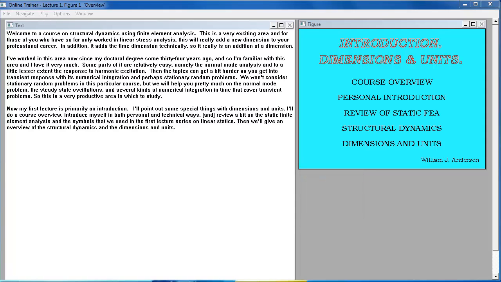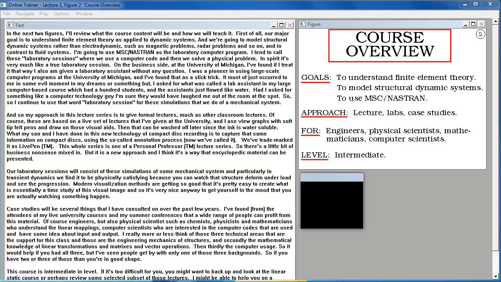Now, my first lecture is primarily an introduction. I'll point out some special things with dimensions and units. I'll do a course overview, introduce myself in both personal and technical ways, review a bit on the static finite element analysis and the symbols that we used in the first lecture series on linear statics. Then we'll give an overview of the structural dynamics and the dimensions and units. In the next two figures, I'll review what the course content will be and how we will teach it.